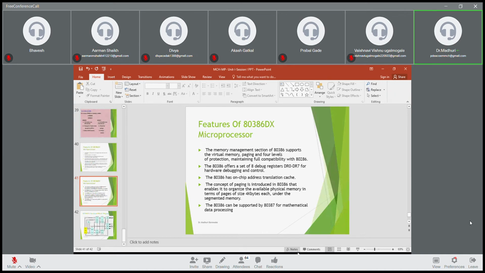Yes, right. Which address diagram I have already drawn that. You just go through that.